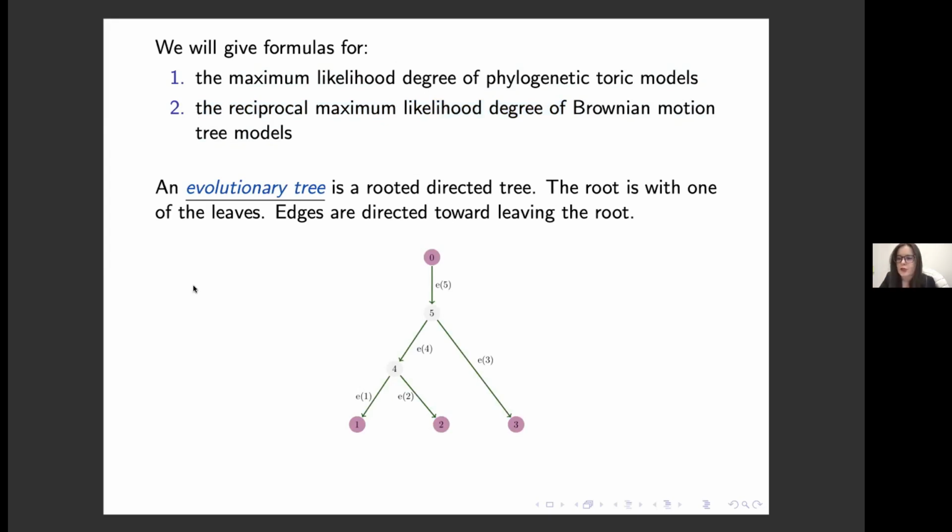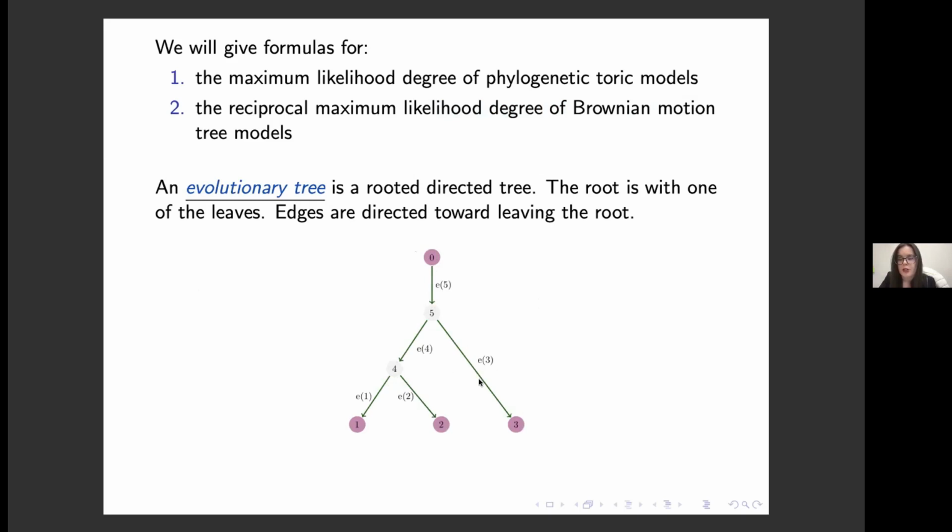Evolutionary trees or phylogenetic trees are used to record the evolution of species in time. They can be represented or realized by rooted directed trees. Here is such a tree. The root always will be one of the leaves, and the direction of edges will be away from that root.